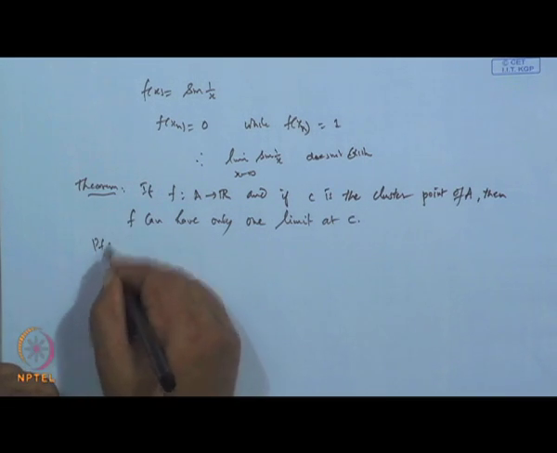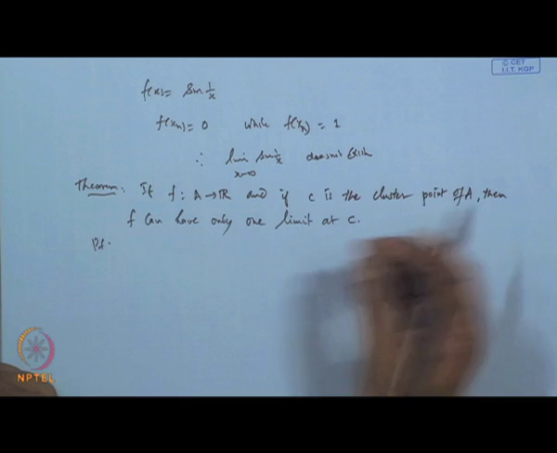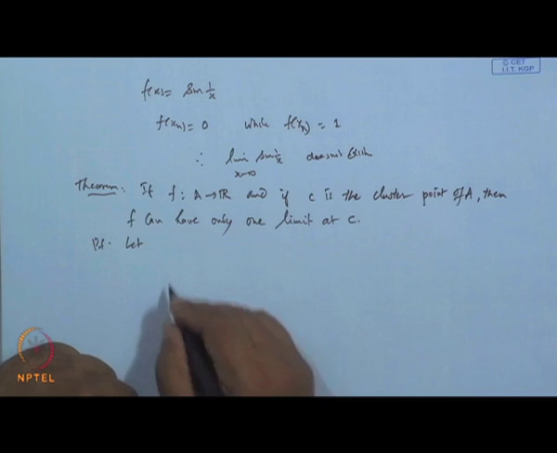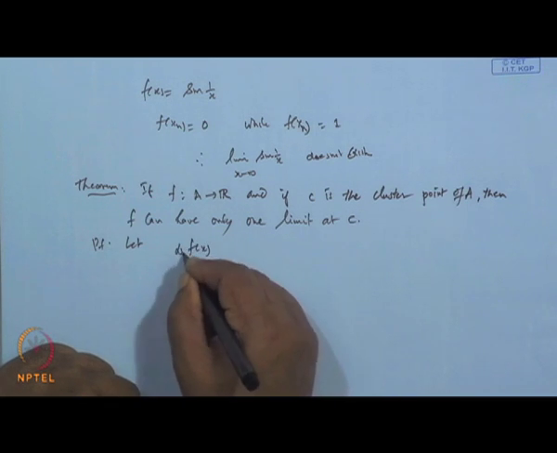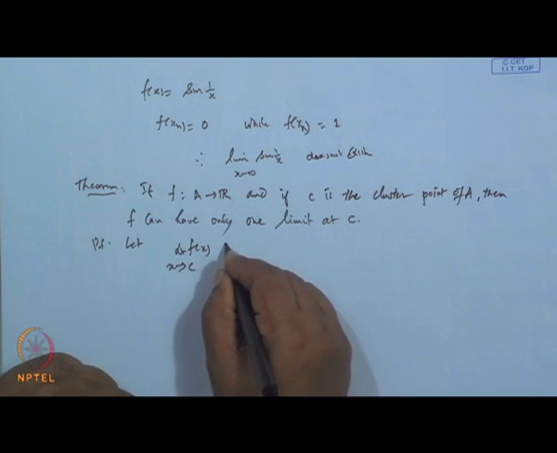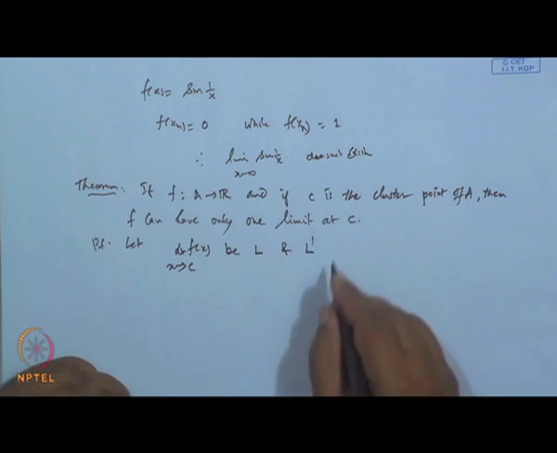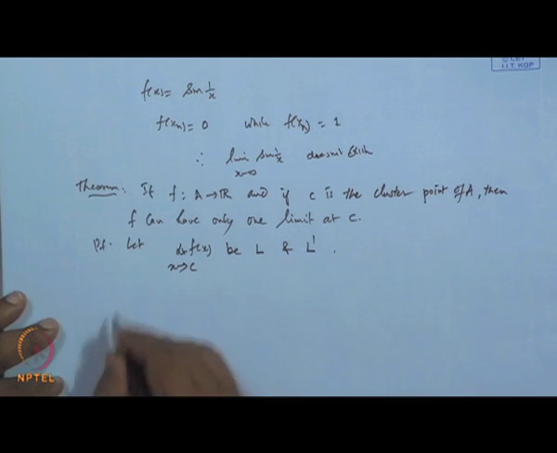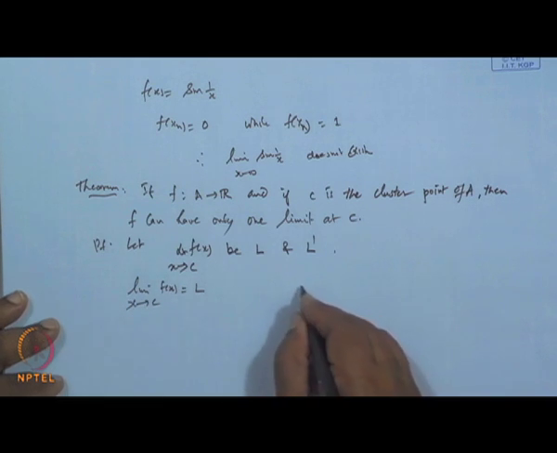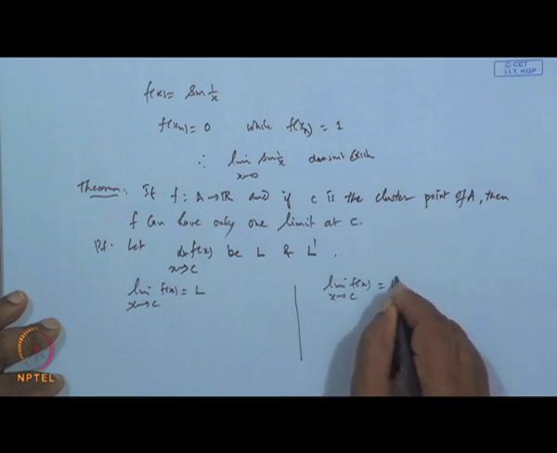The proof is, again, by contradiction. Suppose there are two limits. Then finally we will see that these two limits are not different, they are identical. So suppose the limit of f x when x tends to C is L, and the limit of f x when x tends to C is also L dash.